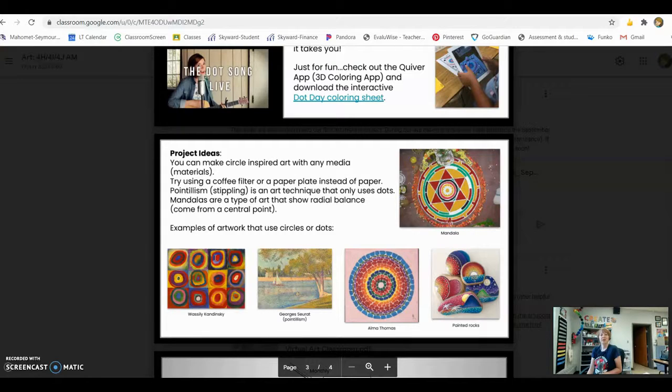Mandalas are a type of art that show radial balance. Radial balance is a design that starts in the center, and then the design comes out with a radiating balance. So mandalas are made by people all over the world, with lots of different materials, and they are made for many different reasons. This one is made out of colored sand and flowers. So that is a temporary piece of art, which is another way of making art. We've also got some other examples here of famous art pieces inspired by circles and dots, and some painted rocks, because that's been a trend here in the last few years that people have enjoyed.